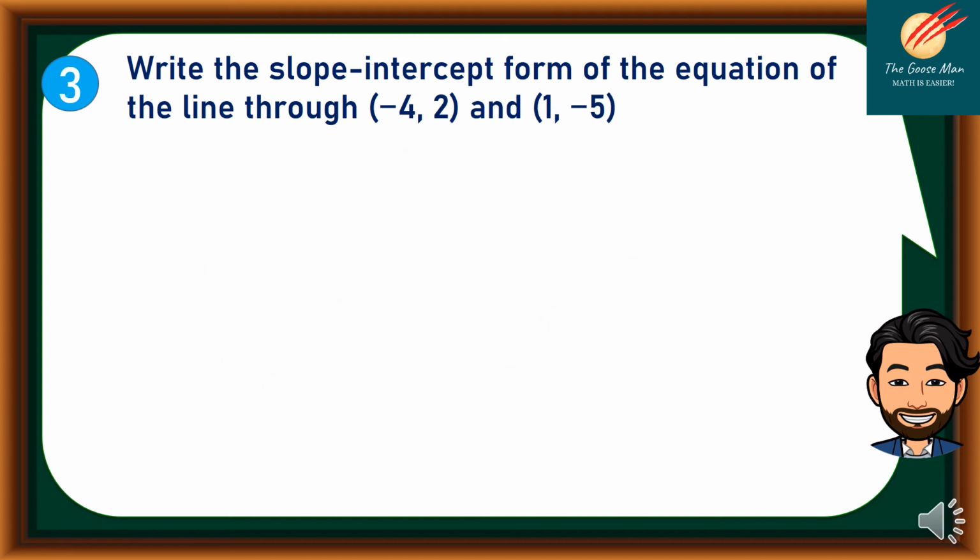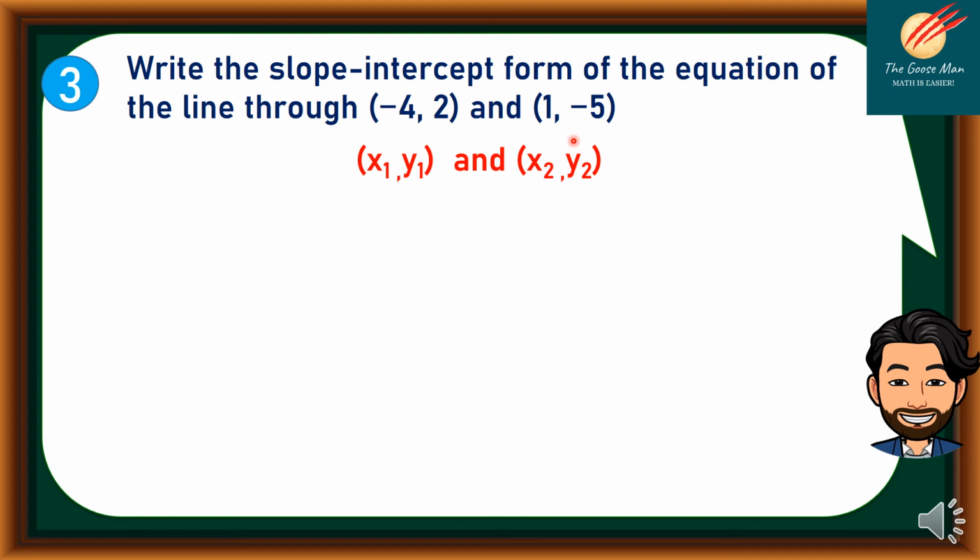So let's move on to problem number 3. Write the slope-intercept form of the equation of the line through (-4, 2) and (1, -5). Again, what we're going to do is identify the coordinates so that we can identify the x sub 1, y sub 1, and x sub 2, y sub 2. Remember, these are the coordinates of the 2 points on the line. So we have x sub 1 is equal to -4, y sub 1 is equal to 2, x sub 2 is equal to 1, and y sub 2 is equal to -5.